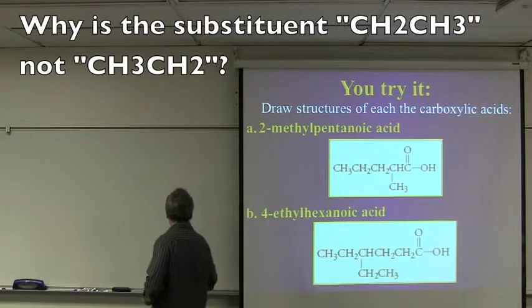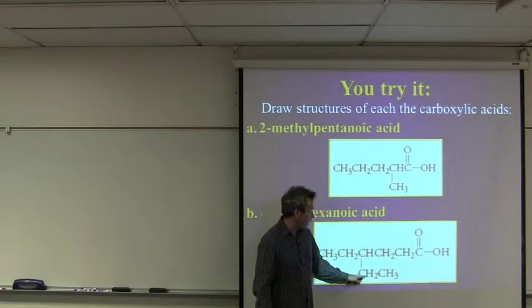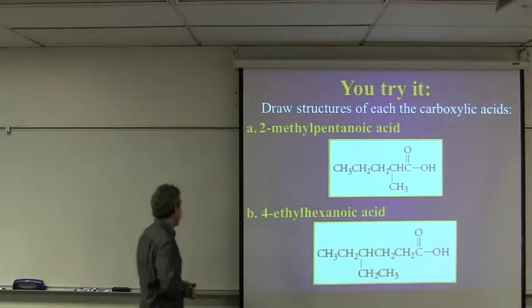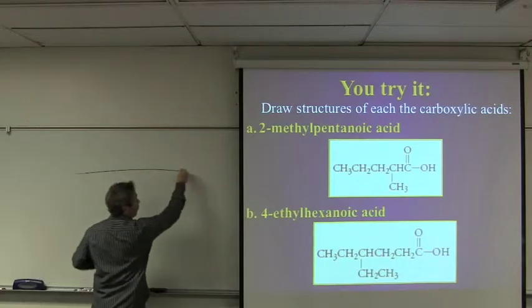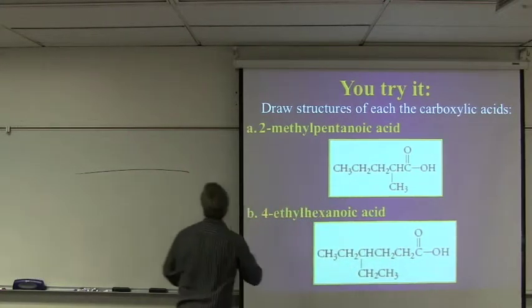Let's draw that out. The question was, why did we write CH2, CH3? Why didn't we write CH3, CH2? I think you'll see that would violate the octet rule. I won't draw the parent chain, but that's supposed to represent the parent chain. Let me draw this carbon, say right here.